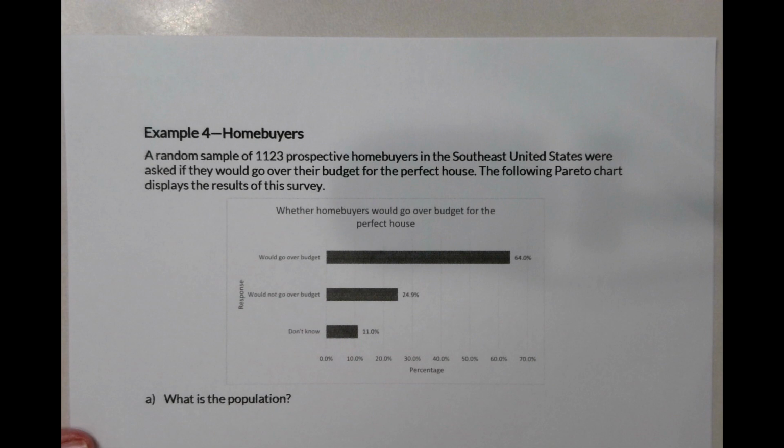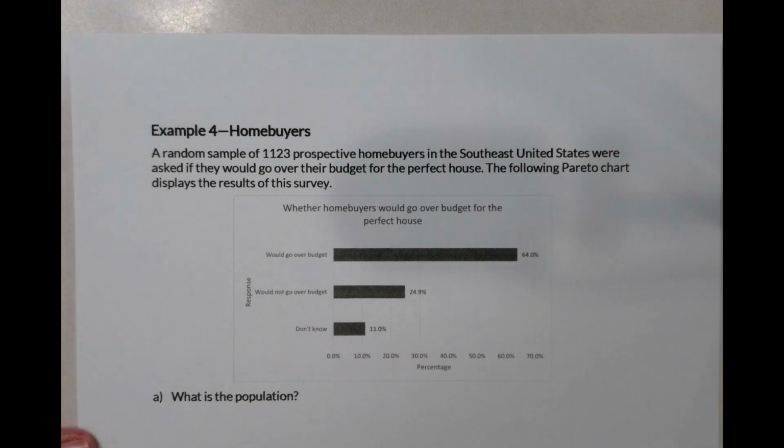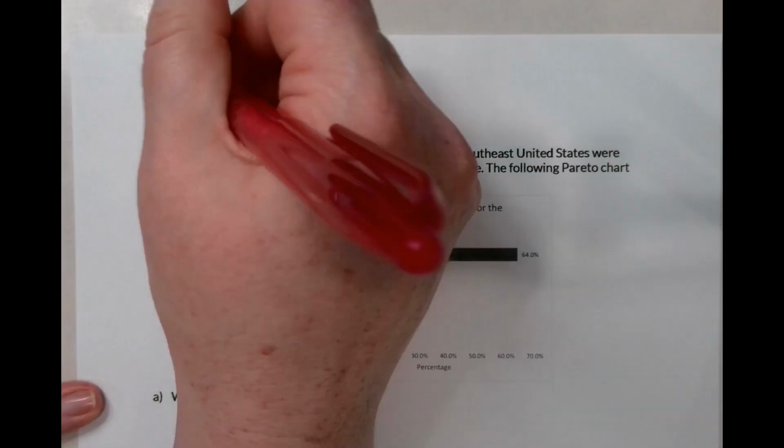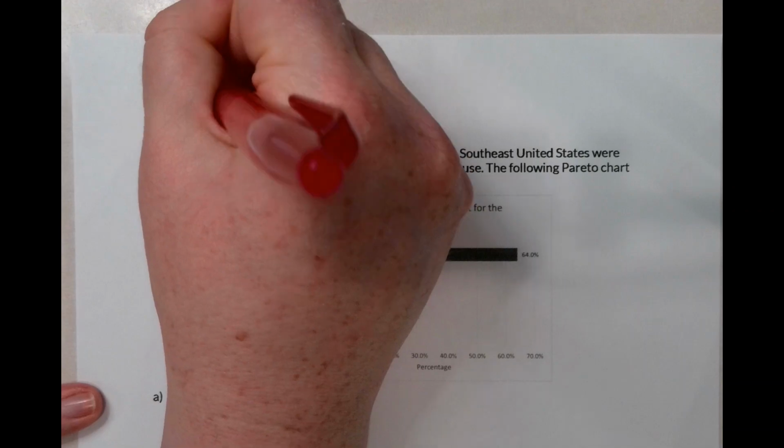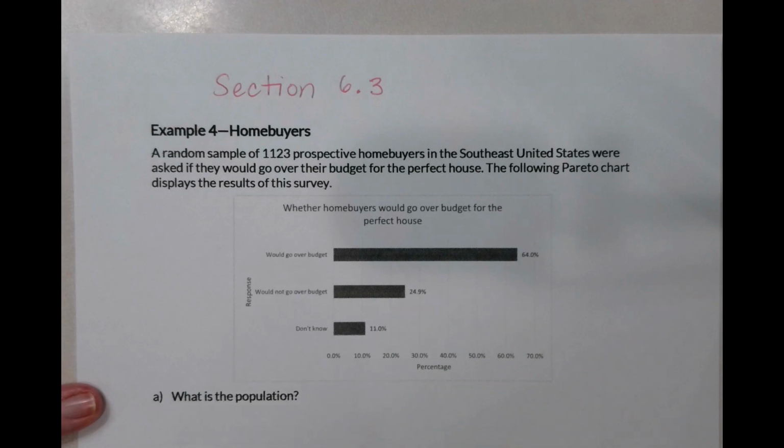And this is coming up with a confidence interval for a proportion. Specifically, this was in our notes for section 6.3. This was example 4. We did the other examples in class, but I wanted to make sure you all had this one worked out as well.